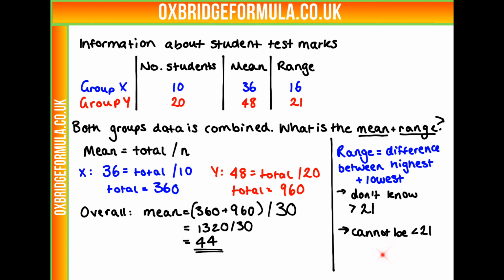But we do know that it can't be smaller than 21, because our range for Y is already 21. We can't get a smaller gap than that. Those scores are firmly implemented. So that means that our range has to be bigger than or equal to 21. Therefore, now we've got our two answers, we can find our final answer being answer F.